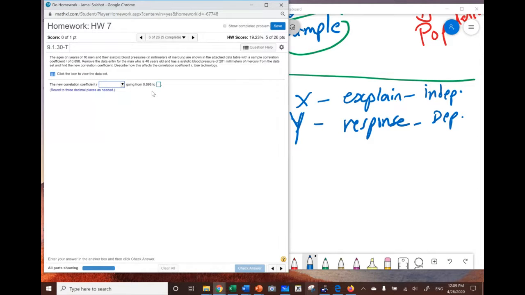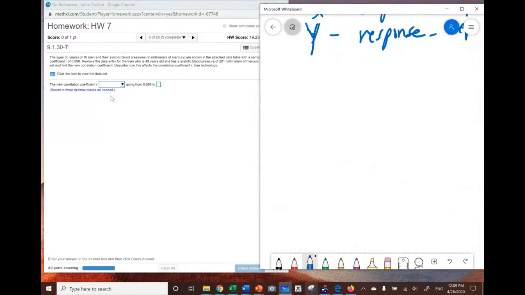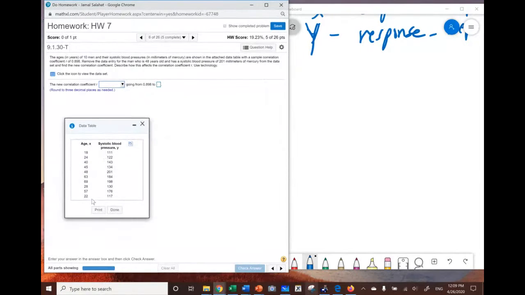Number 6 is asking us to calculate. Again, they give us data in here, and they say the age of 10 men and their systolic blood pressure in millimeters of mercury are shown in the attached table. So there is a table. If I click in here, there is a table, and it shows me the outcomes, the age of 10 people, and what is the measure of the systolic blood pressure.